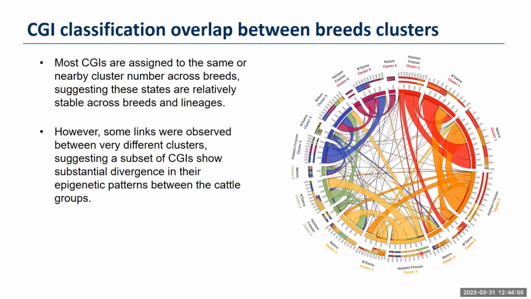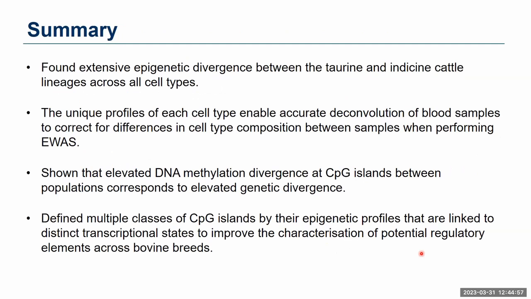So that just then brings me on to the summary. We found that the major difference in these samples is classified by cell type, but we also found extensive epigenetic divergence between taurine and Indicine cattle across all the cell types. We are able to use the unique profiles of each of these cell types to accurately deconvolute the composition of whole blood samples, which we hope can be used in EWAS studies to correct for cell type composition.